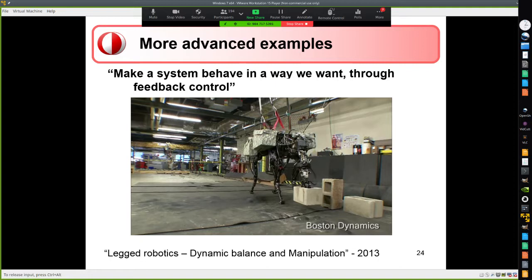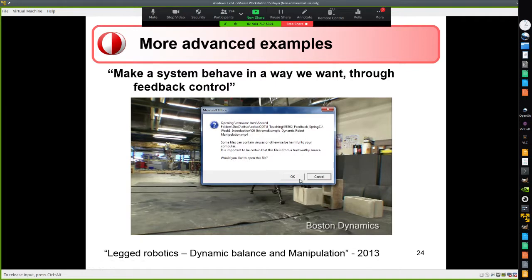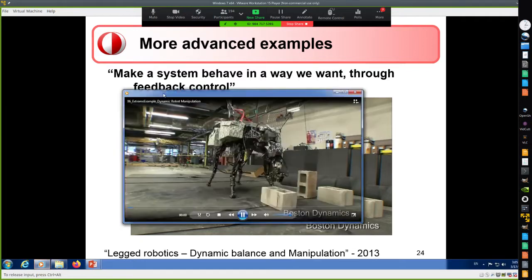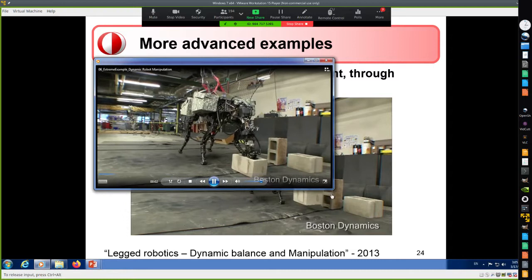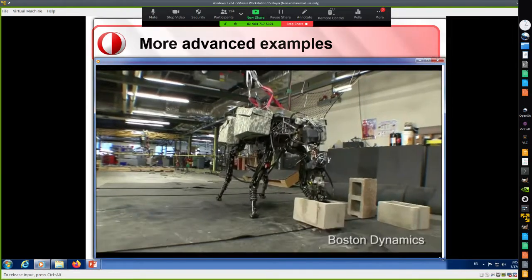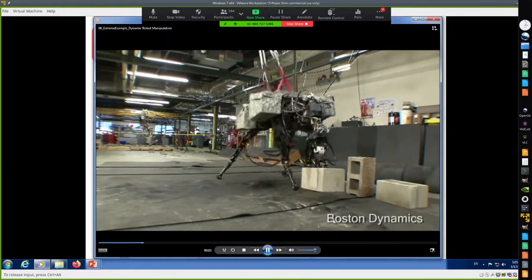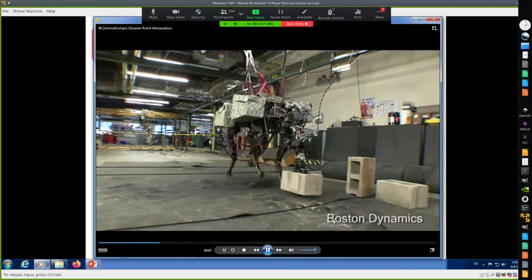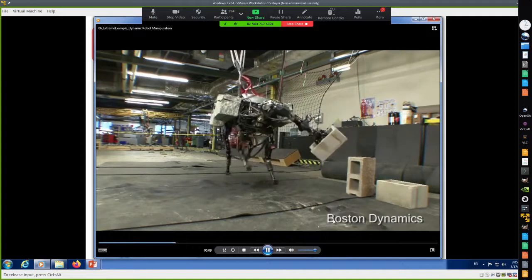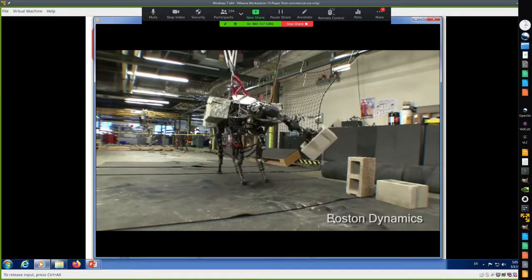Now this example I'm going to open up from my hard drive because the video format is not fully compatible. So this is a dynamic motion, a throwing motion. So a lot of control loops are happening here because not a single variable is being controlled.